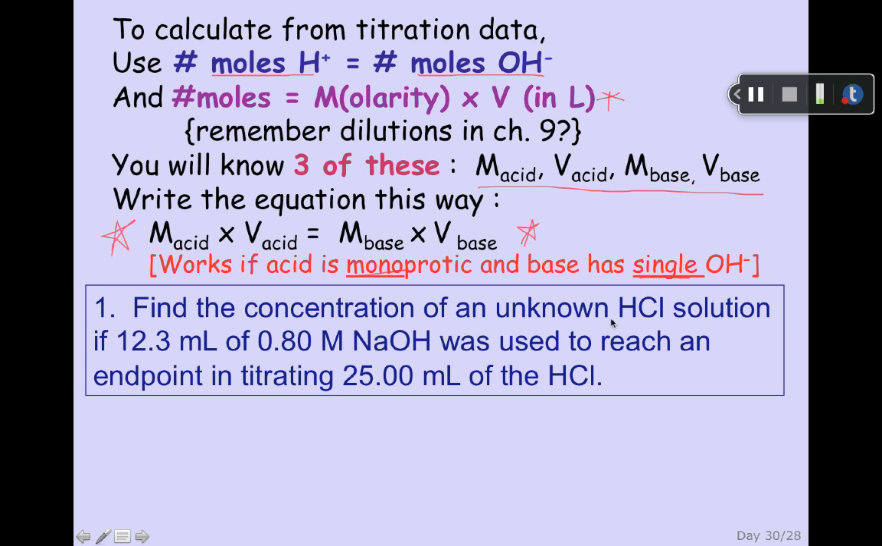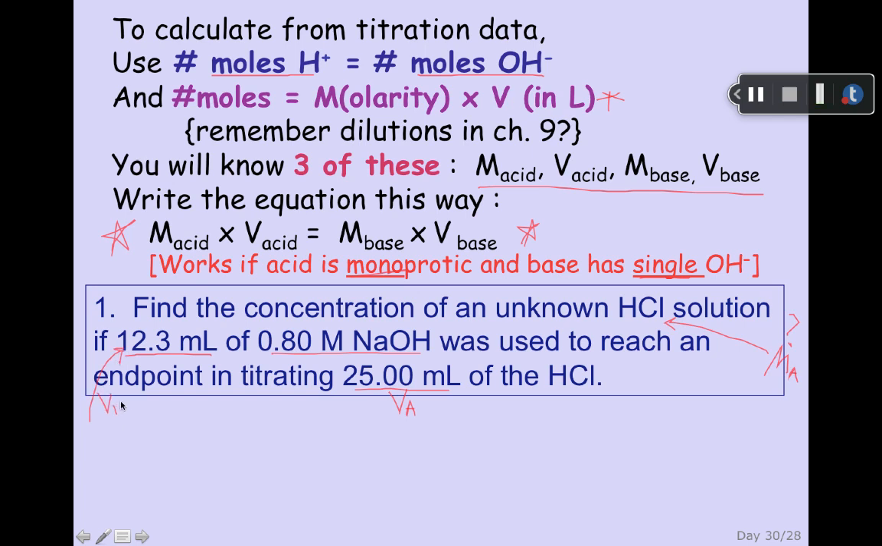We're asked to find the concentration of an unknown HCl solution. For some reason the label has gotten poor perhaps, and you're going to use 12.3 milliliters of sodium hydroxide of a given concentration to reach an endpoint. You have titrated a certain volume of the HCl. So the volume of the acid here is 25 milliliters. The molarity of the HCl is what we apparently don't have. We'll need to figure that out from our calculation. And the volume of the base is the 12.3 milliliters.